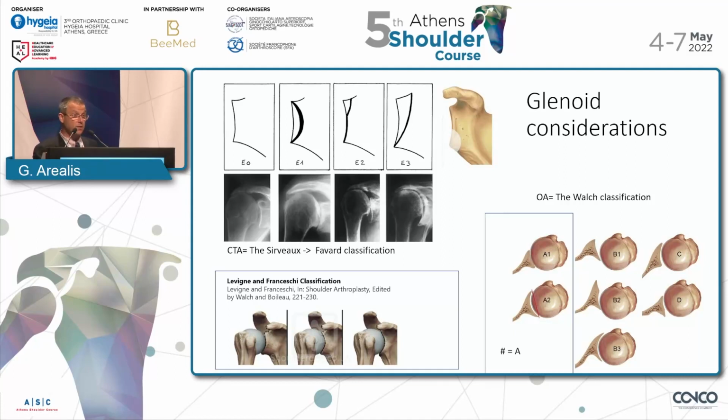So in the Walch classification, almost all of the fractures fall into the A1, rarely it's an A2. The Sirveaux classification modified by Favard is extremely important if you deal with cuff arthropathy, not as common though if you're going to deal with osteoarthritis. And for the osteoarthritis, there's a lot of discussion, a lot of things we need to consider, especially around the B2 glenoids.